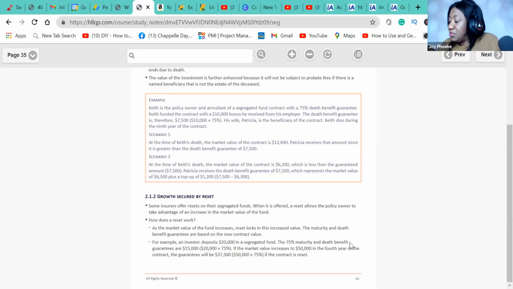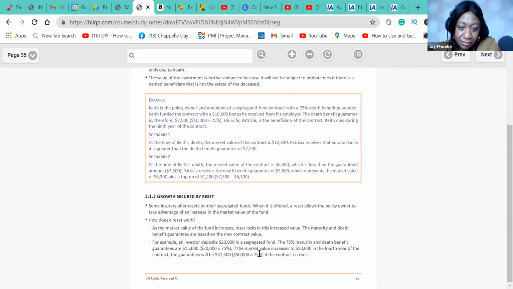So when we reset, the maturity guarantee and death benefit guarantee now become 15,000. But the maturity date, when we invested in 2020, our maturity was 2030, 10 years from 2020. So if we reset in 2021, that's going to move our maturity to 2031. Okay, so that's the way it works.